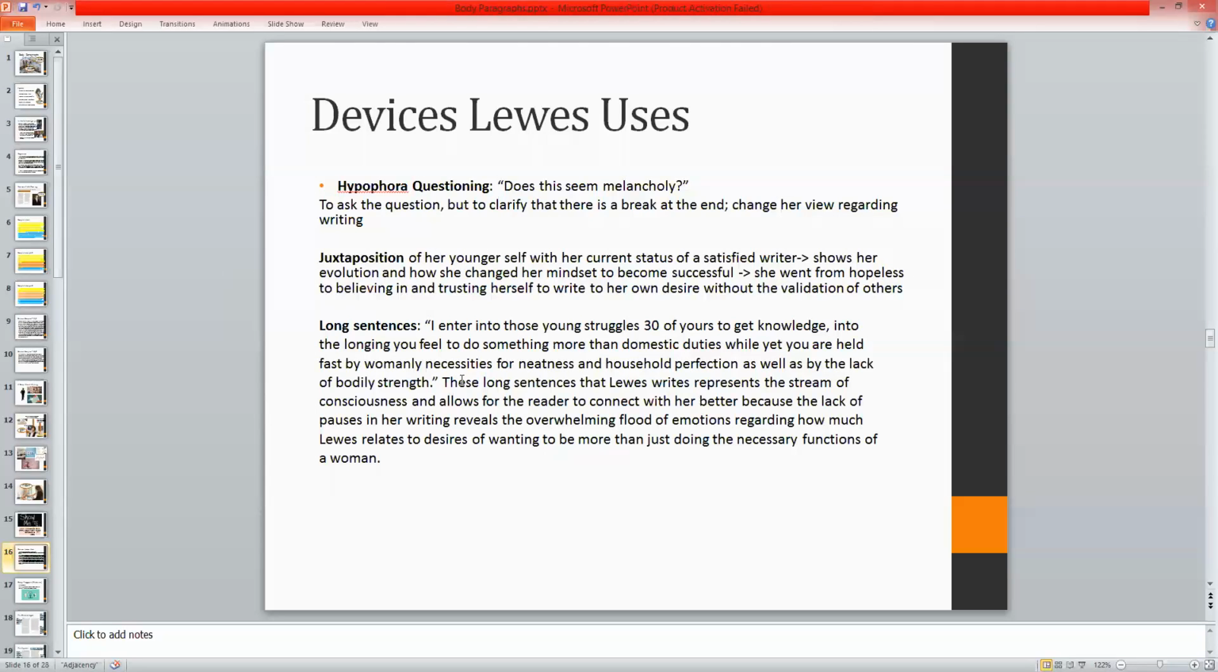So Ivy clarifies, "These long sentences that Lewis writes represent a stream of consciousness and allow the reader to connect with her better, because the lack of pauses in her writing reveals the overwhelming flood of emotions regarding how much Lewis relates to desires of wanting to be more than just doing the necessary functions of a woman." And that's actually a really good application of stream of consciousness. Usually stream of consciousness is kind of like, well, why are they writing so much? In this case, Ivy infers, analyzes, and makes a pretty good interpretation that it deals with this idea of subconscious or consciousness existing, of just activating these nostalgias, or just thinking back like, damn, I remember those old days. Andre, another one, go ahead.